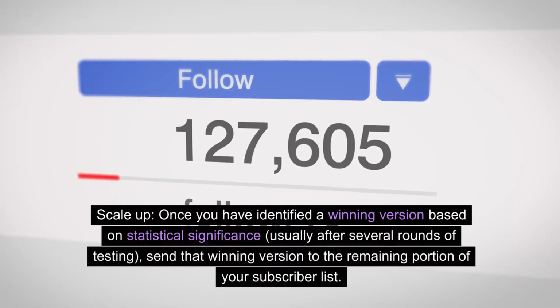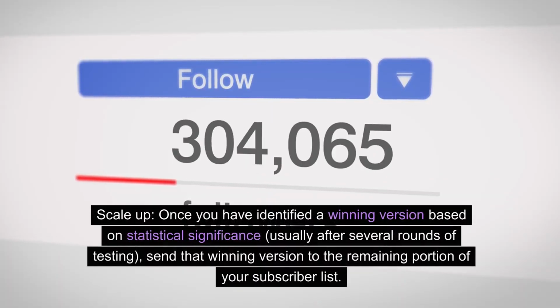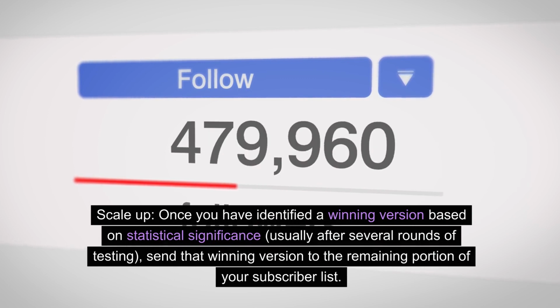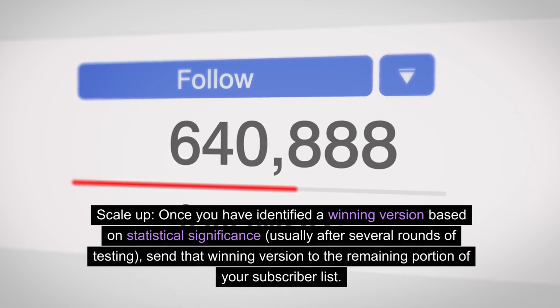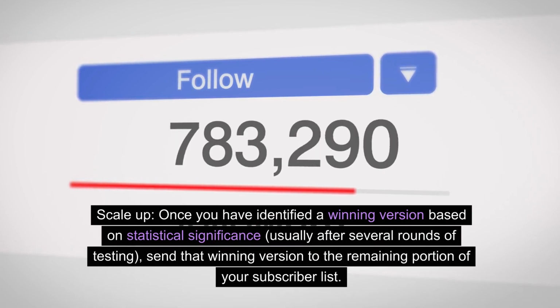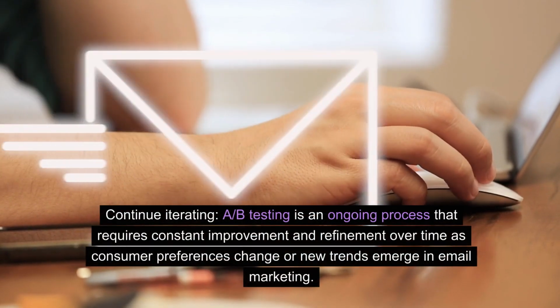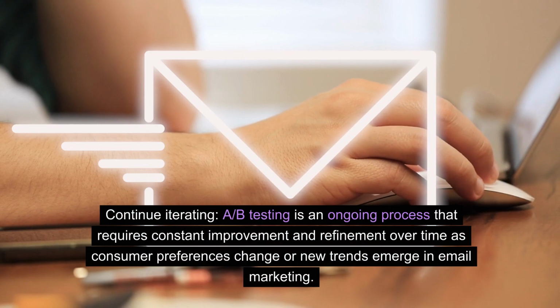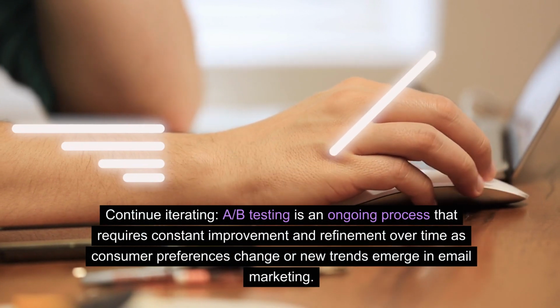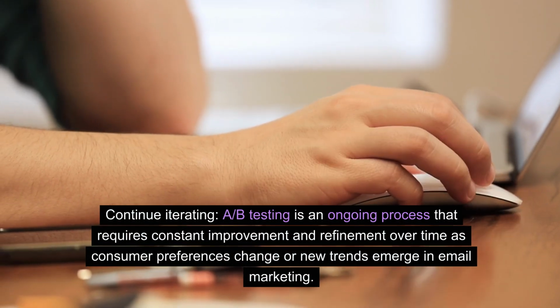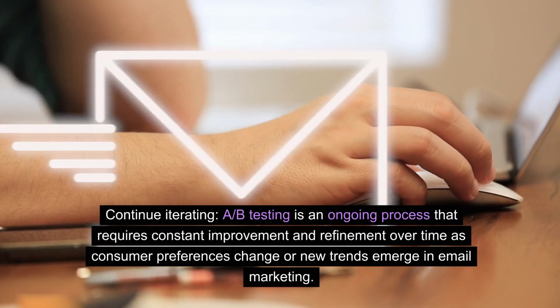Scale up. Once you have identified a winning version based on statistical significance, usually after several rounds of testing, send that winning version to the remaining portion of your subscriber list. Continue iterating. A/B testing is an ongoing process that requires constant improvement and refinement over time as consumer preferences change or new trends emerge in email marketing.